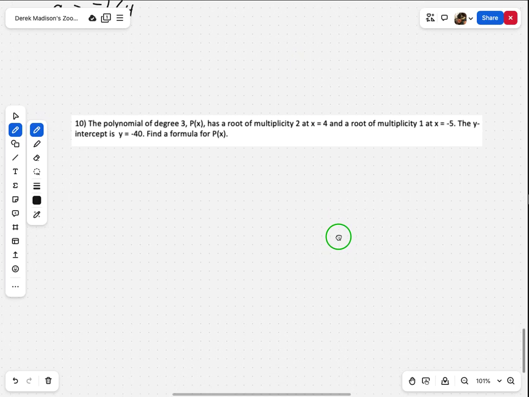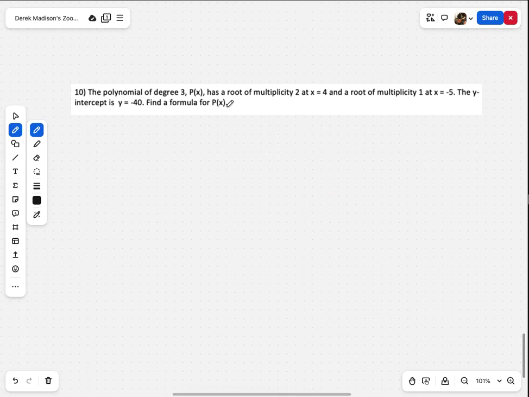And the last one is basically the same thing, except now we have a verbal description instead of a picture. So polynomial of degree 3 has a root multiplicity of 2 at x equals 4. So let's go ahead and start getting that set up. So if x equals 4 is a solution, bring that over, and x minus 4 is the factor, and that's multiplicity 2. And a root multiplicity of 1 at x equals -5, so when I bring that 5 over, it's x plus 5, and that would be to the first.